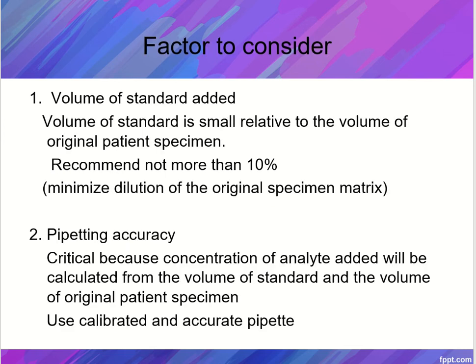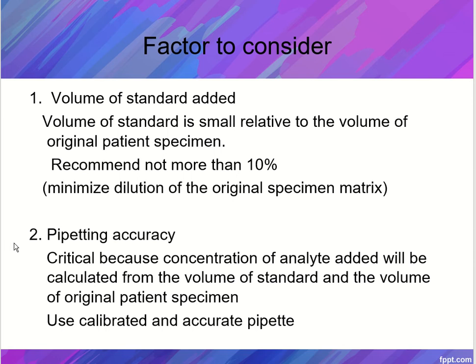Factors to be considered under the recovery experiment. First, volume of standard added. The volume of standard is small relative to the volume of the original patient sample. We recommend not more than 10%, because we need to minimize the dilution of the original specimen matrix, meaning that the standard that we want to add is not more than 10%. So we still have a lot of specimen matrix.